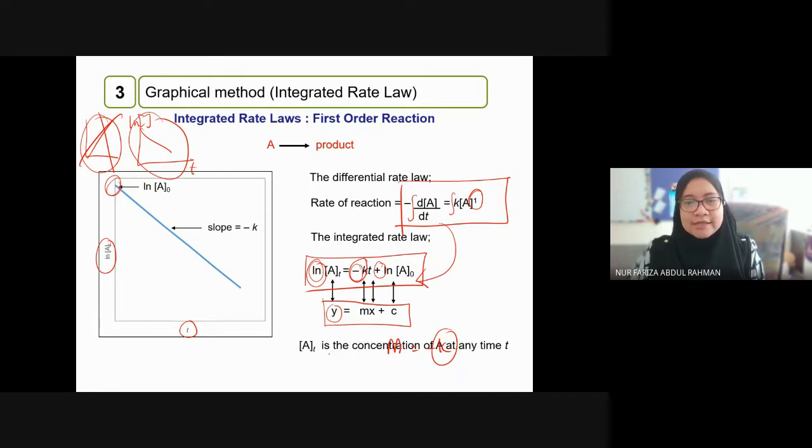Same, A at t time is the concentration of A at t time. It means whatever is left after a period of time. Remember? A at t time means at that time you check how much of it is left.